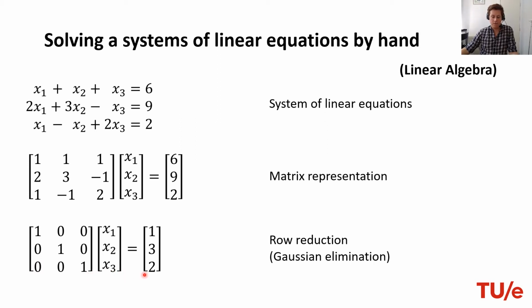and that gives us immediately the solution. So in this case, we see that the linear system in matrix representation over here, if we just multiply the matrix with the unknown vector, then this clearly says that x1 is equal to 1, x2 is equal to 3, and x3 is equal to 2. And that's how we actually solve these systems by hand. That process is known as Gaussian elimination, which is also the basis for one of the methods that we will be seeing later today.